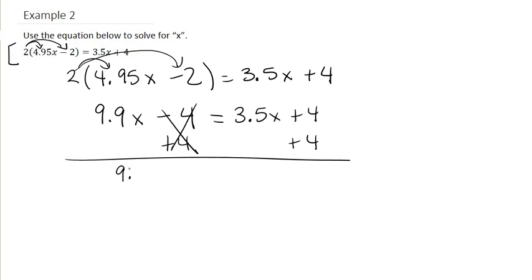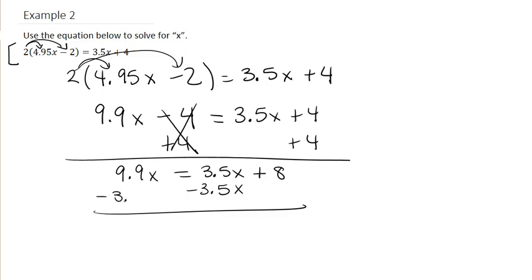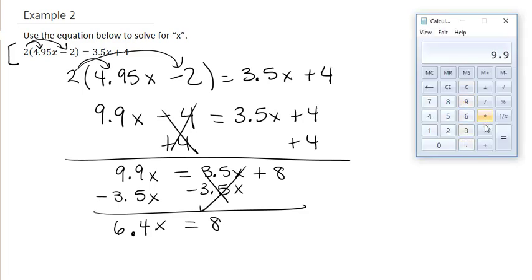So then we're left with just 9.9x equals 3.5x plus 4 is 8. Then we're going to subtract this 3.5x on both sides. This gets rid of it here. So on the right hand side we just have 8. And then on the left hand side we have 9.9 minus 3.5, which is 6.4. 9 minus 3 is 6. If you're unsure, always feel free to get that calculator out and to verify. So we did it right.